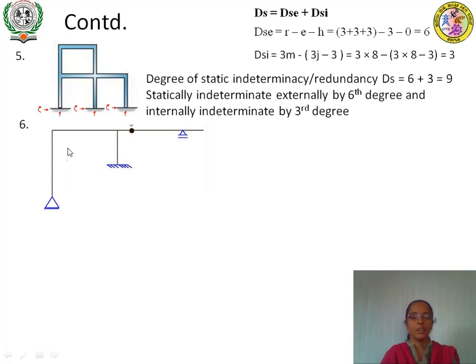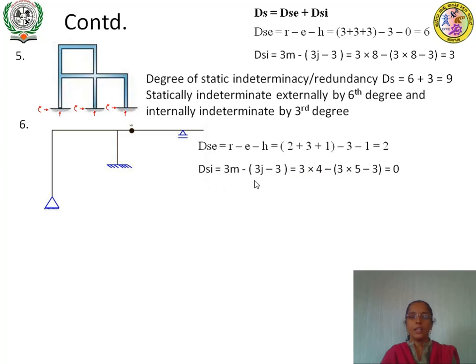Next we'll consider one more example of a frame with an internal hinge. So this is a roller, fixed end and then hinge. So total number of reactions 2 plus 3, 5 plus 1, 6. So the degree of external indeterminacy is 2 plus 3 plus 1, that is 6, minus 3 equations, minus 1 internal hinge. So that gives external indeterminacy as 2.